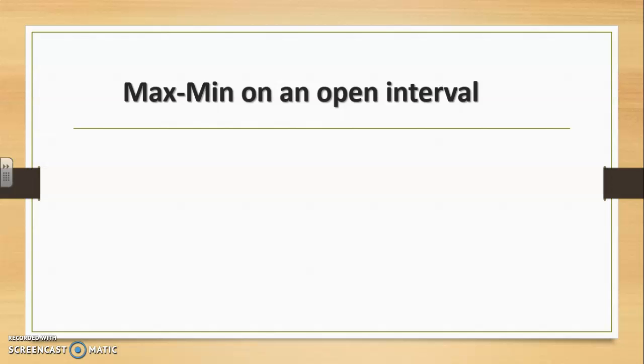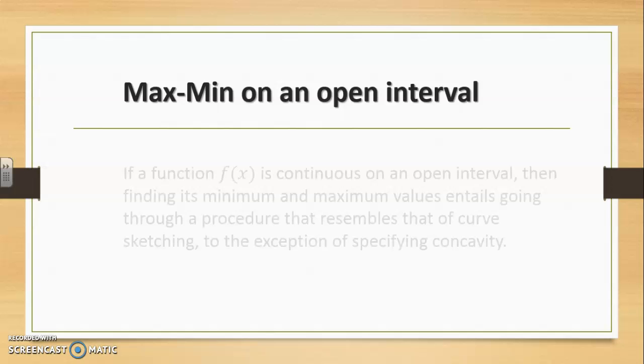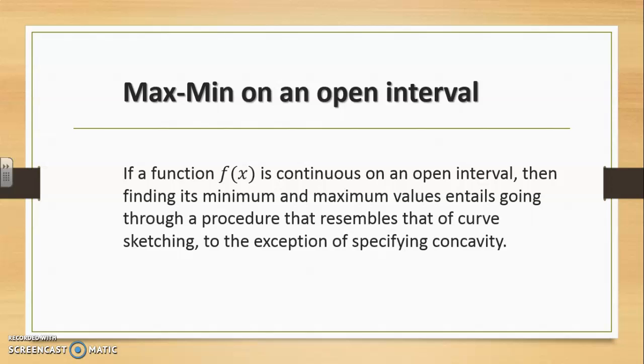Max and min can also be examined on an open interval. If a function is continuous on an open interval, then finding its min and max values will entail going through the same procedure that you would use to sketch the curve, with the exception of finding the concavity of the function. Because this resembles the curve sketching section of the course, we'll actually not do an example, but here is a reminder of the steps that you would want to follow.